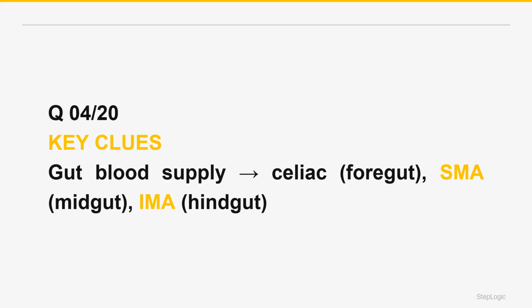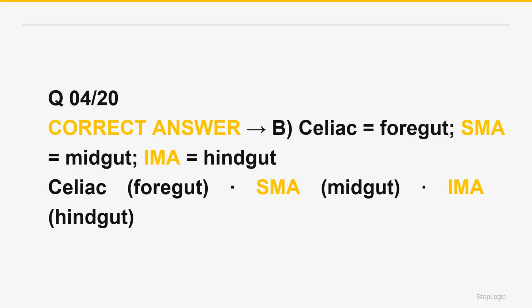The gut tube is supplied by 3 unpaired anterior branches of the aorta, each mapping to an embryologic division. The celiac trunk supplies the foregut: the esophagus, abdominal esophagus, stomach, proximal duodenum to the level of the major papilla, plus the foregut derivatives, liver, gallbladder, pancreas, and spleen. The superior mesenteric artery, SMA, supplies the midgut: the distal duodenum, jejunum, ileum, cecum, appendix, ascending colon, and the proximal 2/3 of the transverse colon. Correct answer is B.